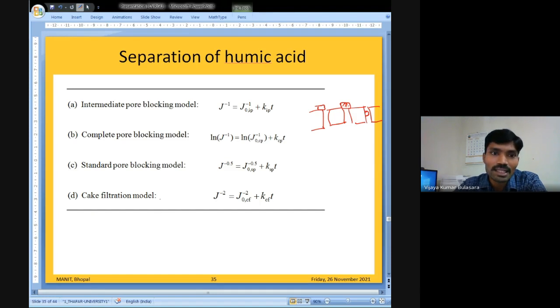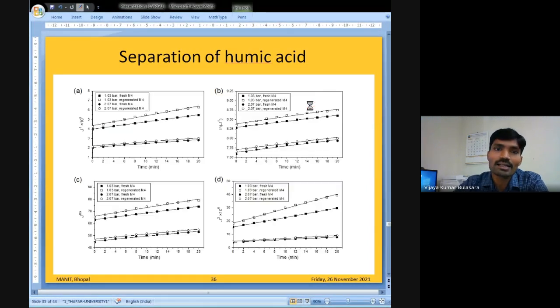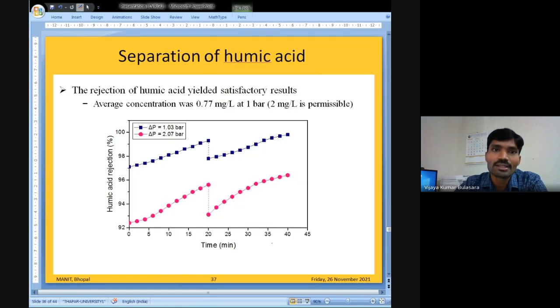And in the final one, the cake filtration model, these particles are accumulated on the surface of the membrane, and a cake layer is formed. Cake layer is the concentrated layer of the solute particles. So our data is fitting well with the relation for the cake filtration model. Therefore, we concluded that the membrane fouling is because of cake formation.